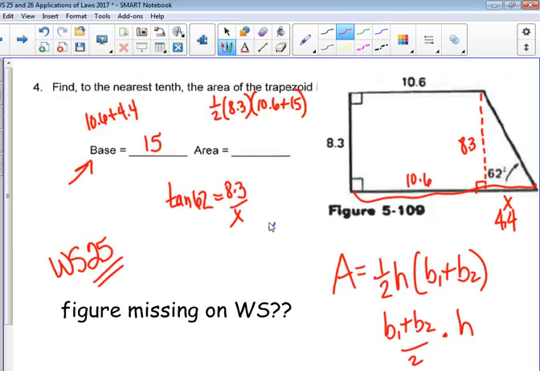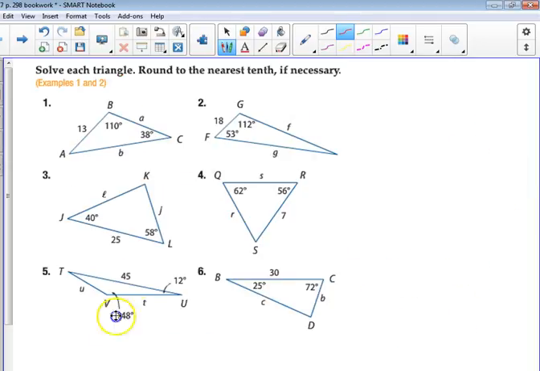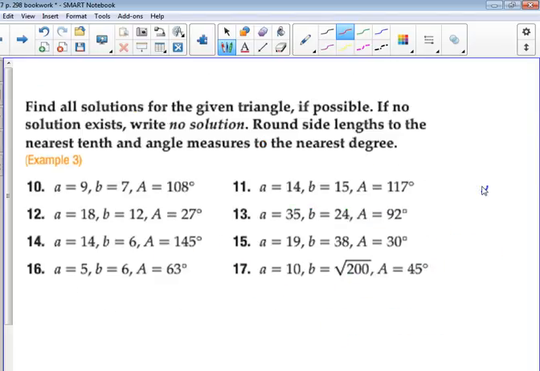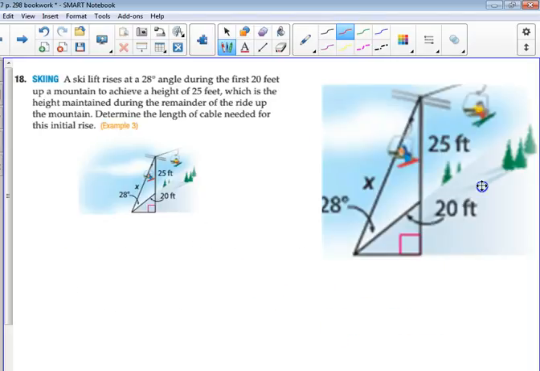Has anybody worked on anything else? Bookwork? On the worksheet? In the book? Page 298. Kate has a question about number 18. I don't really understand this either. But luckily there's a labeled diagram. They want us to find x. Otherwise, I would be kind of clueless about what they're talking about.